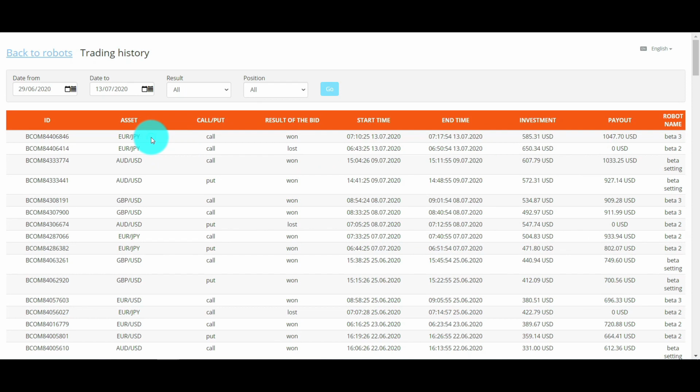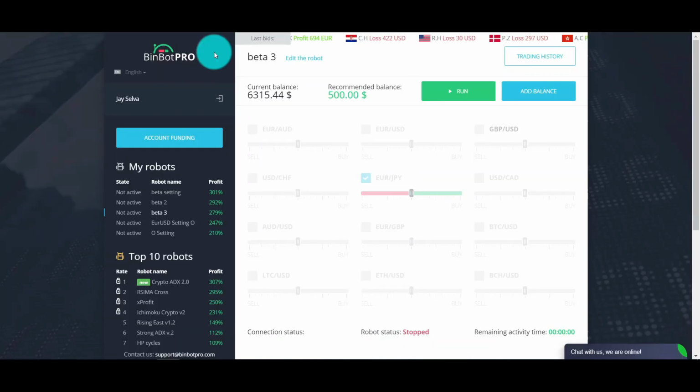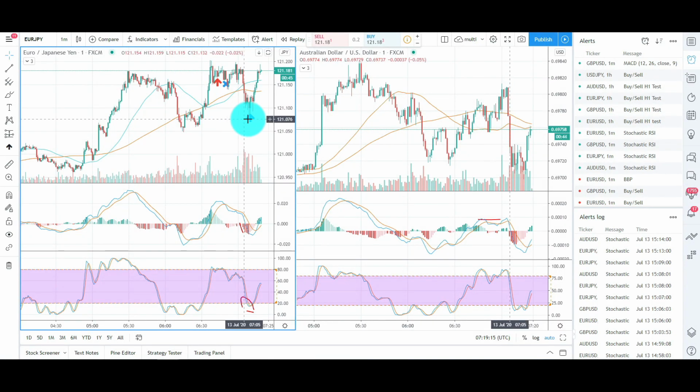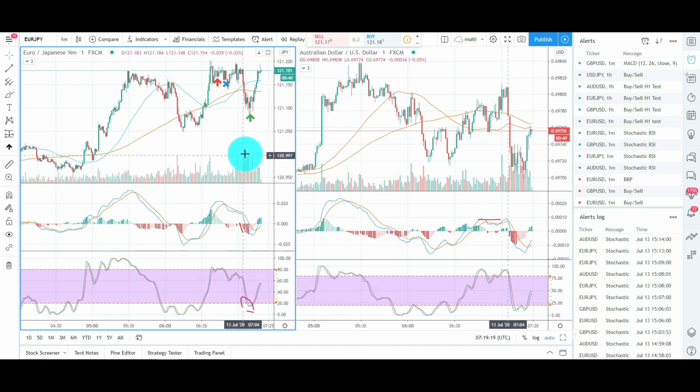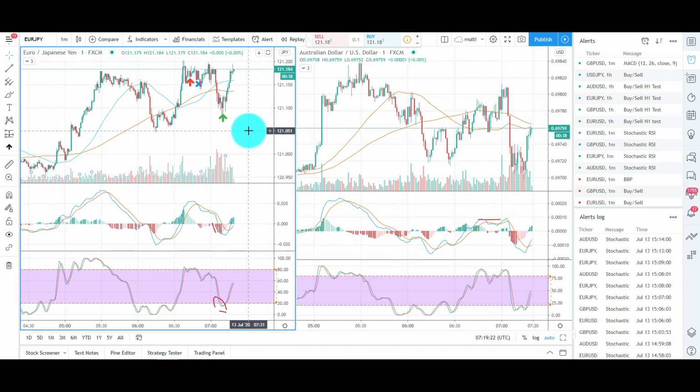Okay, hey guys, we're back, and it seems like we have won the 710 trade. This time my balance goes back up to $6,300. All right, so you can see based on the chart, the price has reversed upwards and has a nice push upwards.